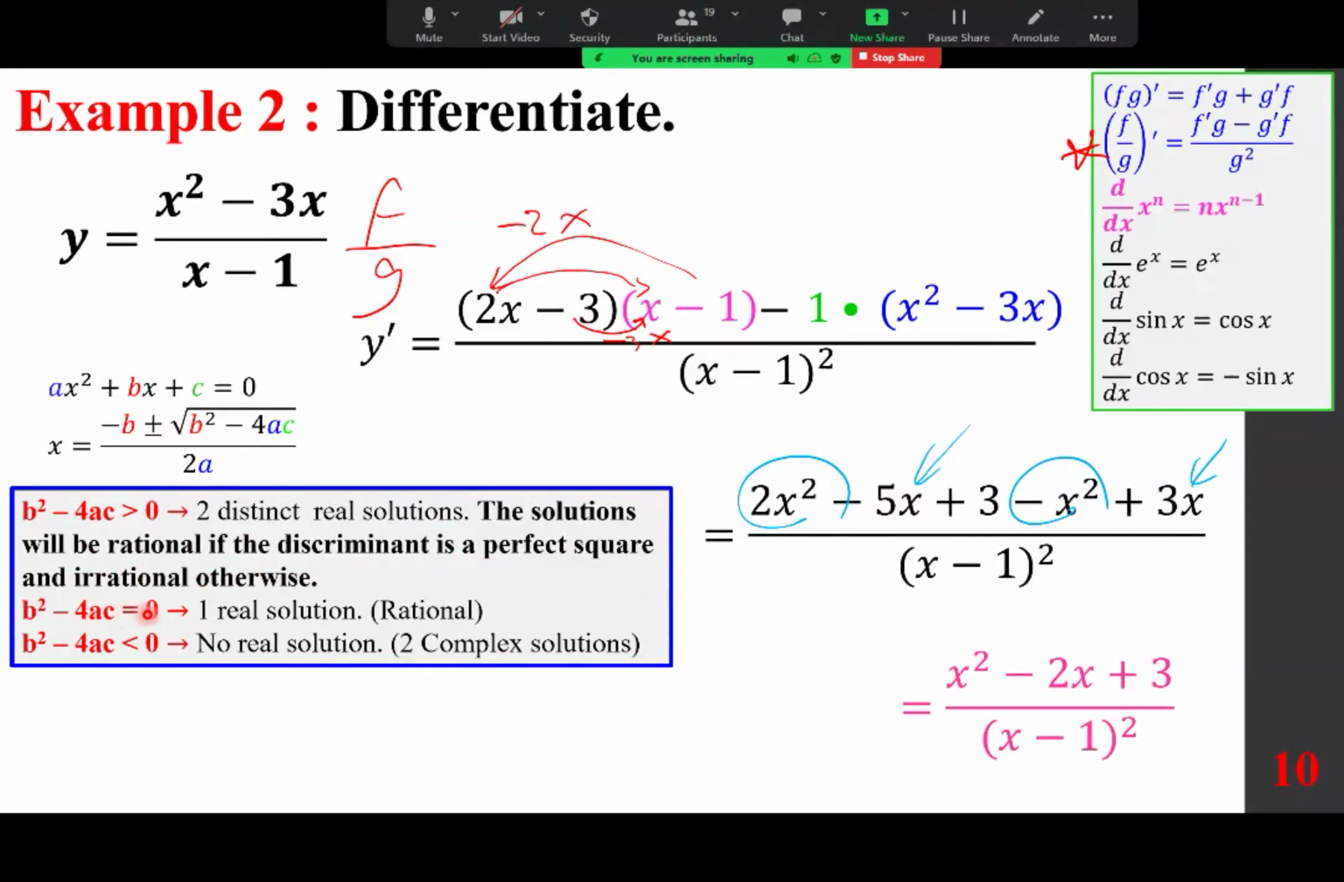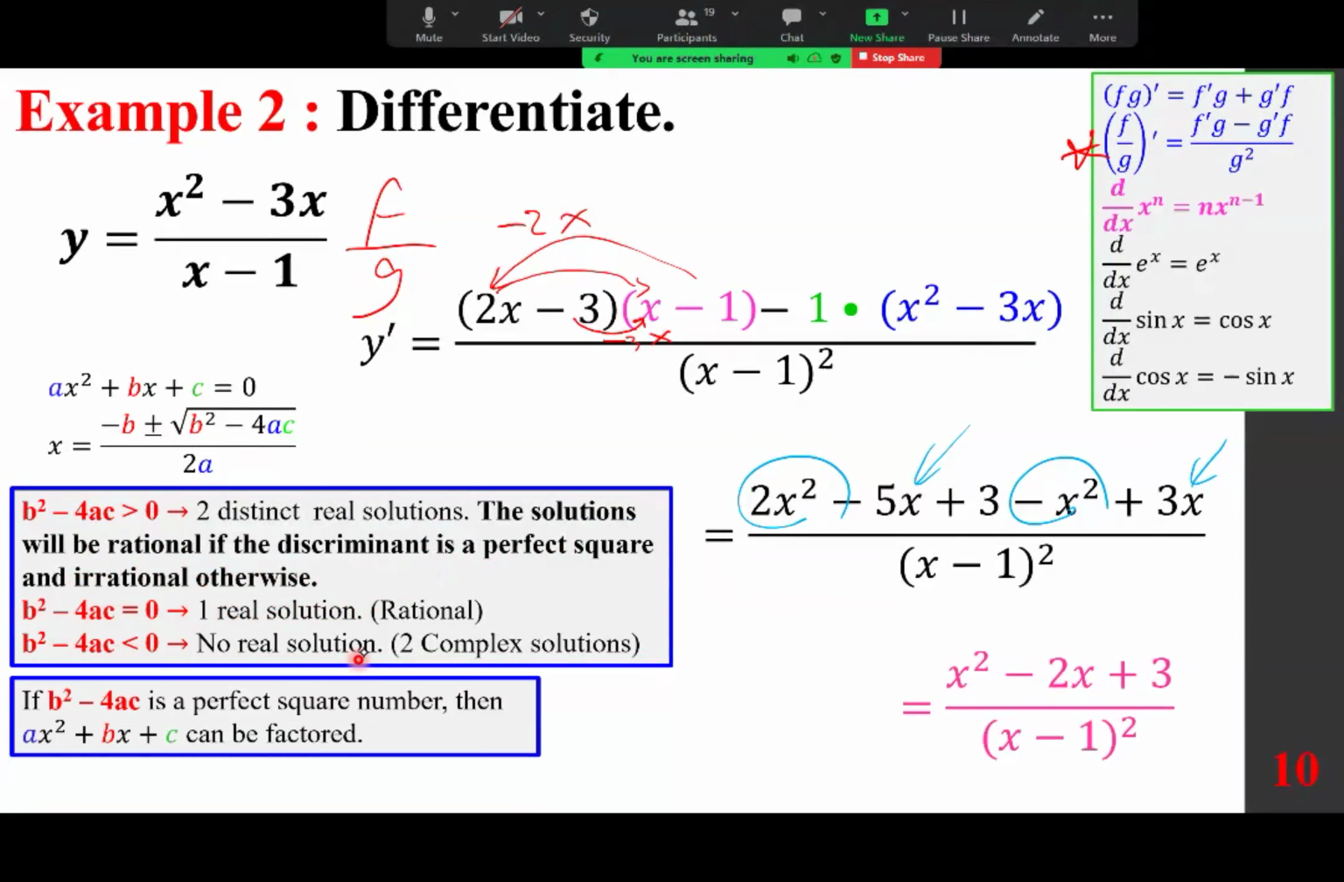B squared minus 4ac is 0, that means one real solution, rational, and if it's less than 0, no real solution, two complex solutions. So if b squared minus 4ac is a perfect square number, then we can factor ax squared plus bx plus c, and that's very interesting. Make sure you remember that.